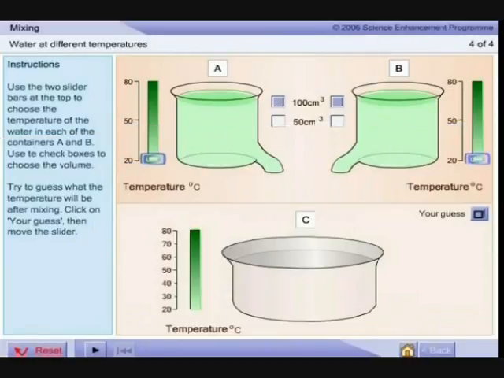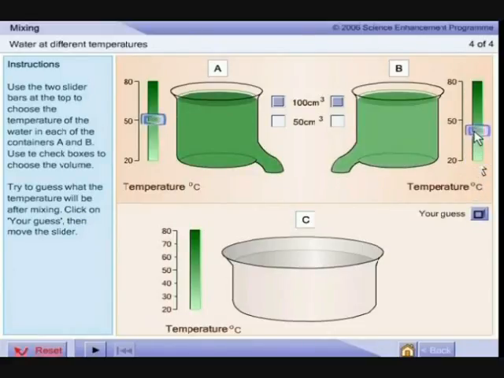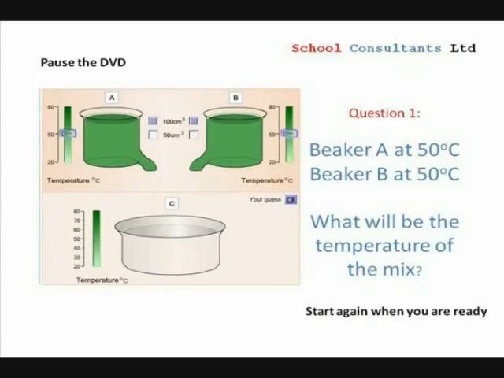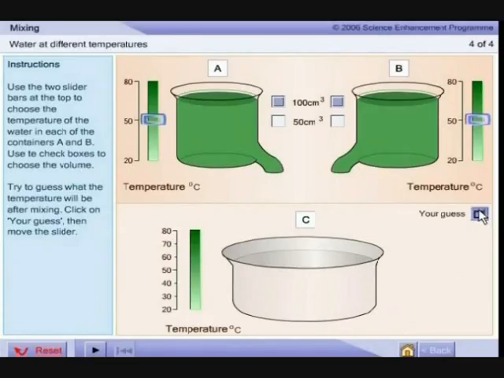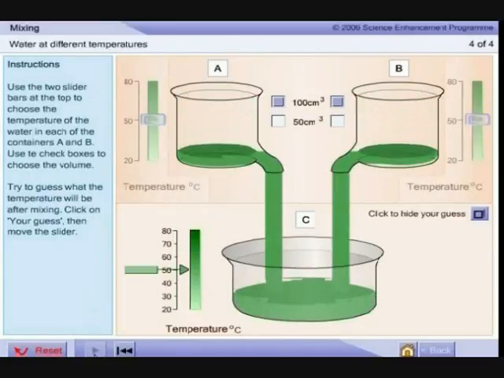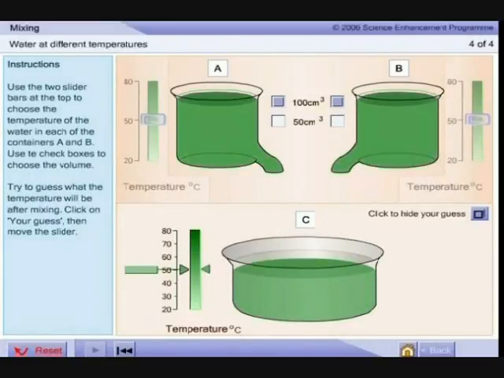So question 1 is beaker A at 50 degrees C and beaker B also at 50 degrees C. Question 1 is what temperature will the mix be? Well, the answer, I guess it will be 50 degrees C. Yep, that's spot on. Give yourself a mark if you got it right.